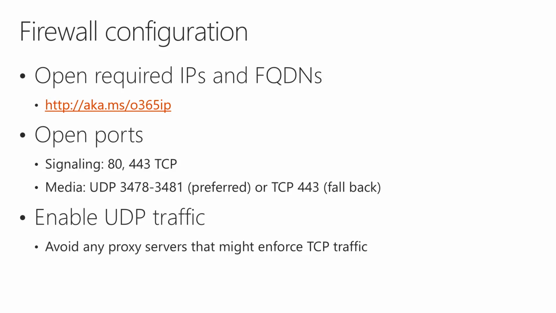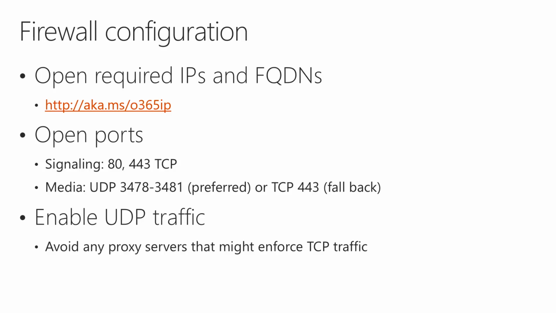For meetings to work correctly, you need to open a number of IPs and FQDNs on your firewall. All of these IPs and FQDNs are documented, and you can go to aka.ms/o365ip to find a list of all the IPs and FQDNs. Also, you need to open port 80 and 443 for all the signaling that Teams is using. For the media, you need to open the UDP ports 3478 to 3481 and TCP 443 as a fallback.